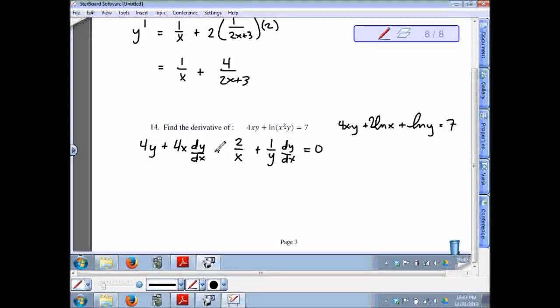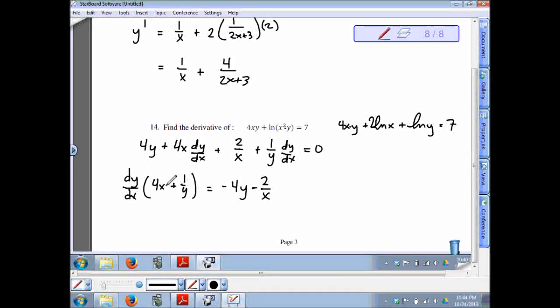So now we need to keep the terms on the left side that have dy dx, move the terms that do not have dy dx to the right side. And we're going to factor out dy dx at the same time. So this term and this term would stay on the left side. So this is 4x plus 1 over y. Then you have to minus a 4y on the other side and minus the 2 over x.